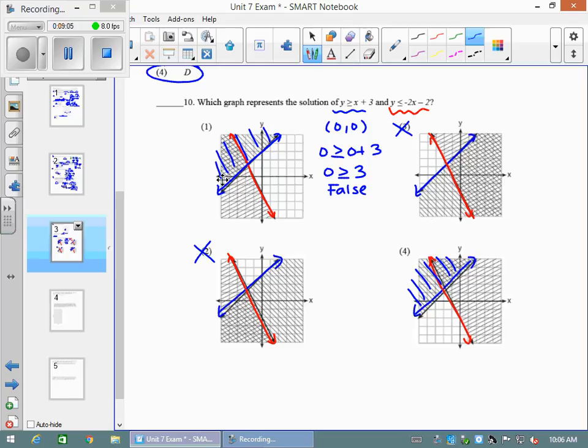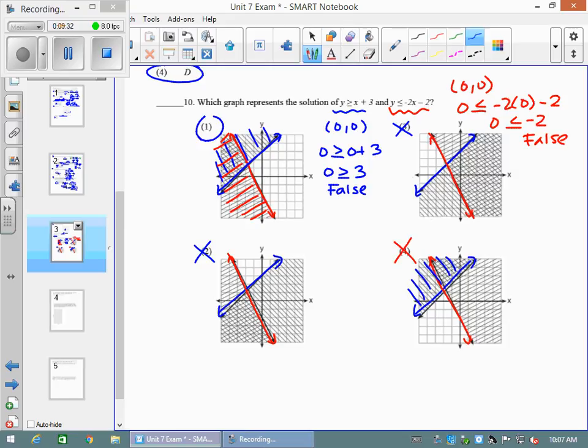If I plug in (0, 0) for the second inequality, is 0 less than or equal to negative 2 times 0 minus 2? That simplifies to is 0 less than or equal to negative 2, which is also false. So I should be shading away from (0, 0) on my second inequality as well. You can see that's happening in choice 1, but it's not happening in choice 4. So the answer here is choice 1.